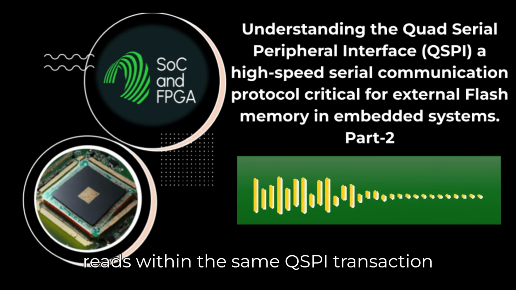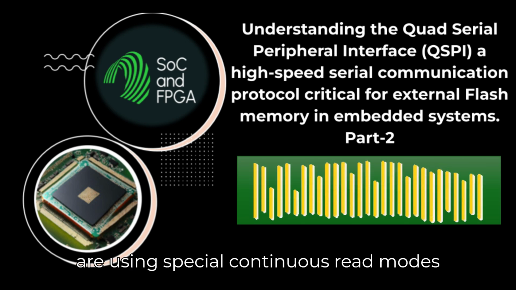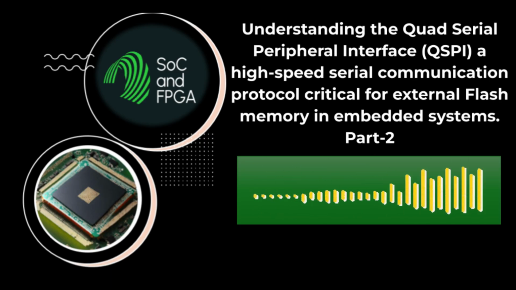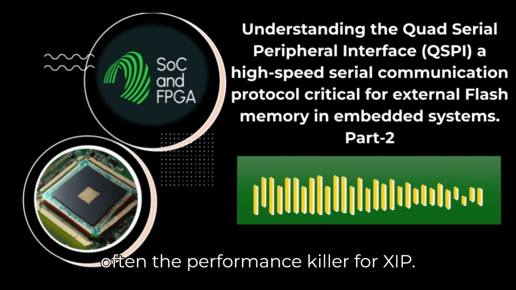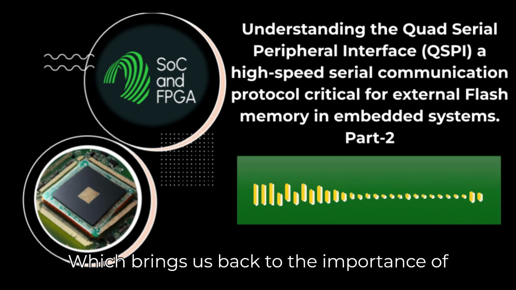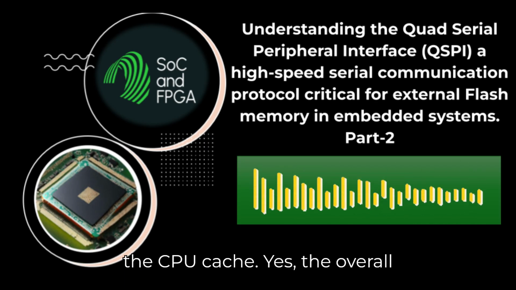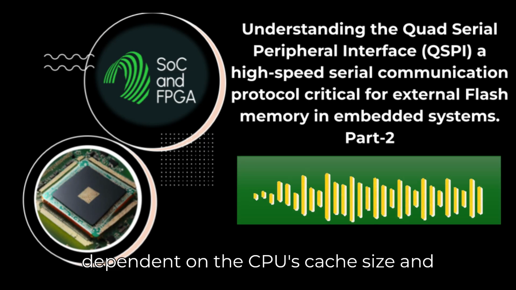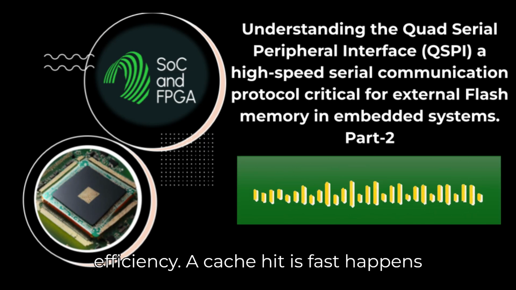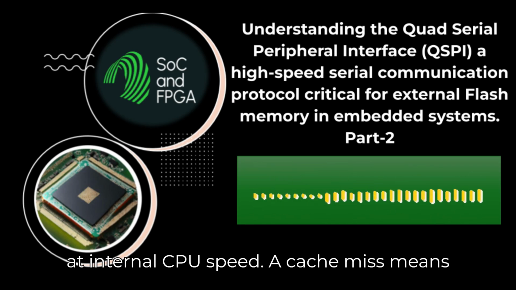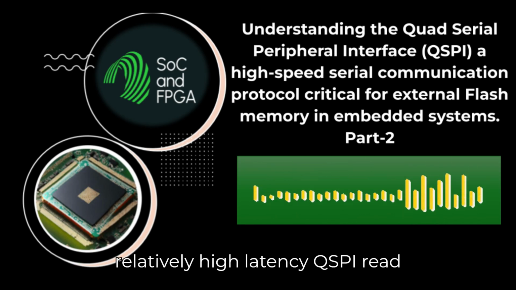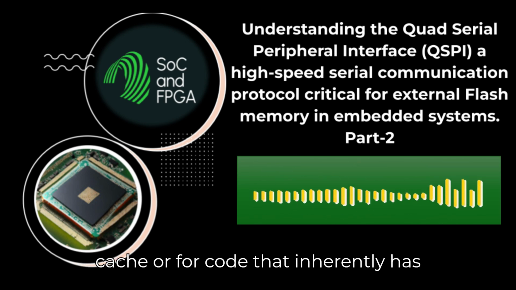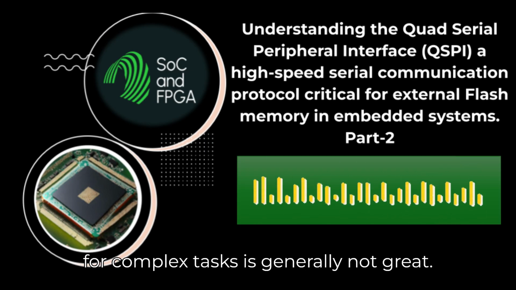While subsequent sequential reads within the same QSPI transaction or using special continuous read modes might be much faster, minimal latency between bytes once the stream starts. That initial latency on a cache miss is often the performance killer for XIP. Which brings us back to the importance of the CPU cache. Yes. The overall performance of an XIP system is hugely dependent on the CPU's cache size and efficiency. A cache hit is fast, happens at internal CPU speed. A cache miss means the CPU stalls and waits for that full, relatively high latency QSPI read transaction to complete.